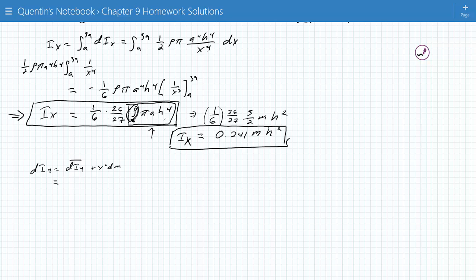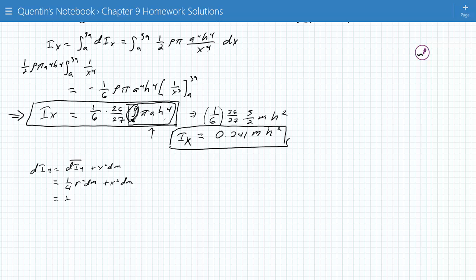Okay, and do we know what dI bar is? Well, we look it up on the table, and it's 1/4 r squared dm plus x squared dm. Okay, so we are in good shape. So we're going to start plugging in what r squared is and dm and stuff like that.